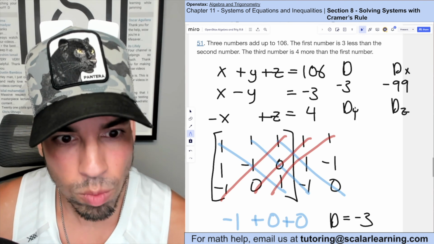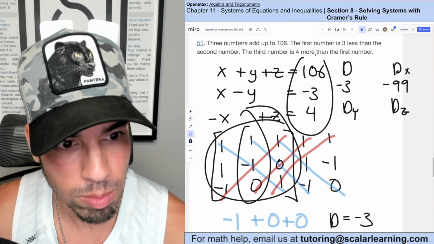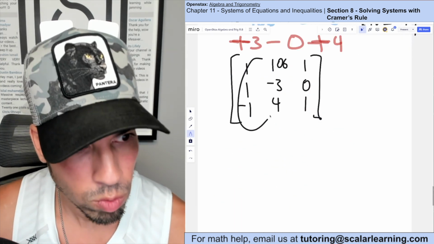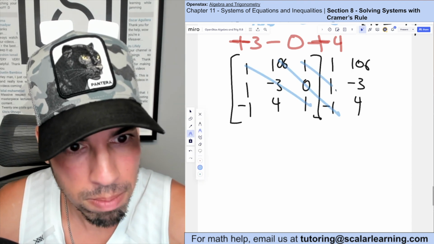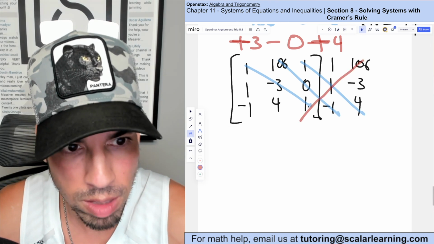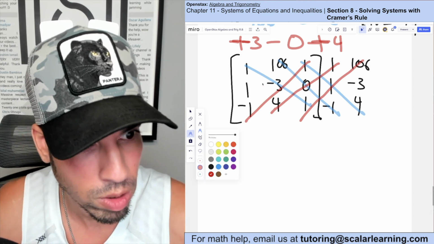Now let's go to dy. So again, we're going to take the same matrix, but I'm going to replace this column with this column. Okay, let's do that now for that determinant. Now we're going to repeat column 1 and column 2. And now we're going to multiply. We're going to add those together, and then we're going to multiply the other way. Boom, boom, and boom. But we're going to subtract the products in red. So let's write this out.